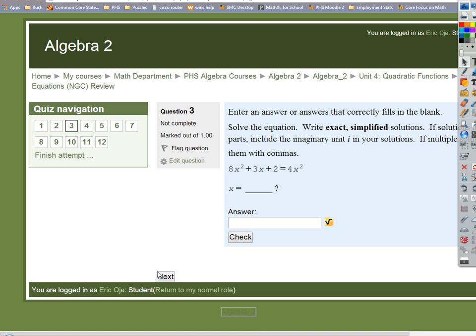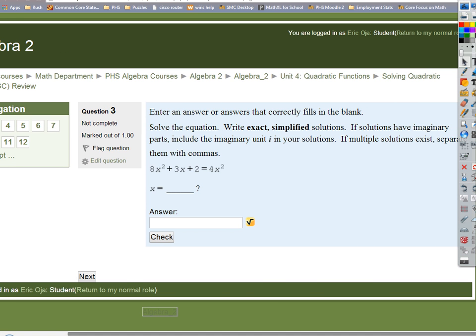Like these. Okay, see, this is different. Look at the instructions here. This one says, solve the equation, write exact simplified solutions. If solutions have imaginary parts, include the imaginary unit i in your solutions, right? So there's an example of one where we'd have to include square roots and fractions and the whole bit.